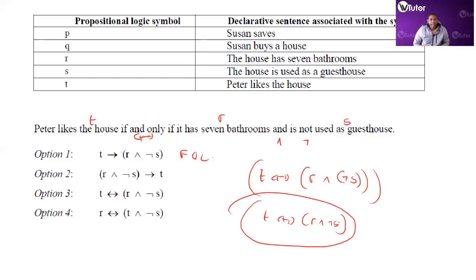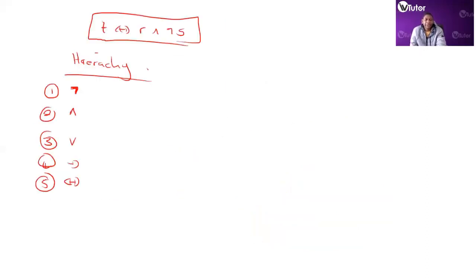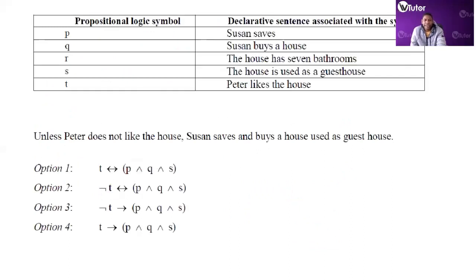So do we have something like that? It is going to be option T if and only if R, and so it will be option 3. All right. The next one: unless Peter does not like the house, Susan saves and buys a house used as a guest house.